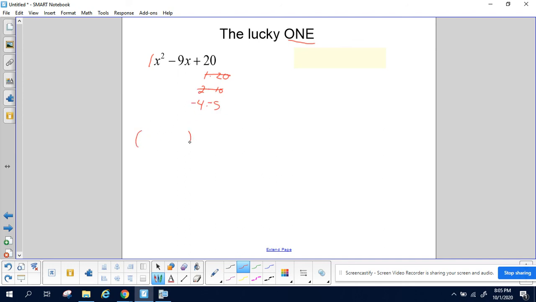So what does that mean? If you are lucky enough to get a 1 in front, then all you have to do is search for the pair of numbers that add to this and decide if they're both positive or if they're both negative. And this will be 1x, or you can just put x. Put one of the numbers in the first parenthesis, one of these numbers in the back. And you're done.